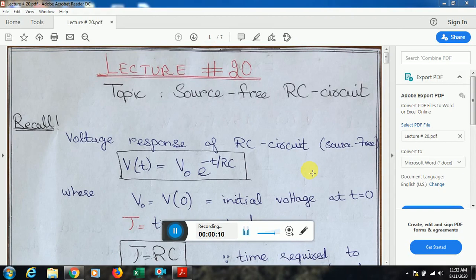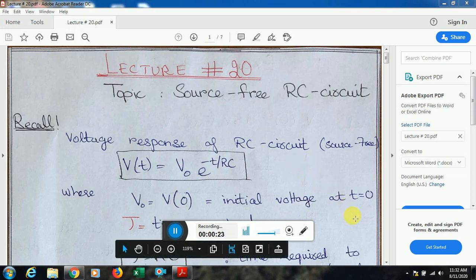Today we are going to study some applications of source-free RC circuit. But before moving on to solving some problems and examples related to RC circuit, we'll first recall and revise the previous knowledge gained regarding source-free RC circuit.